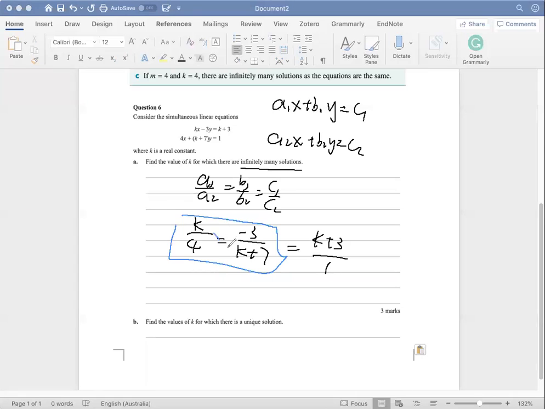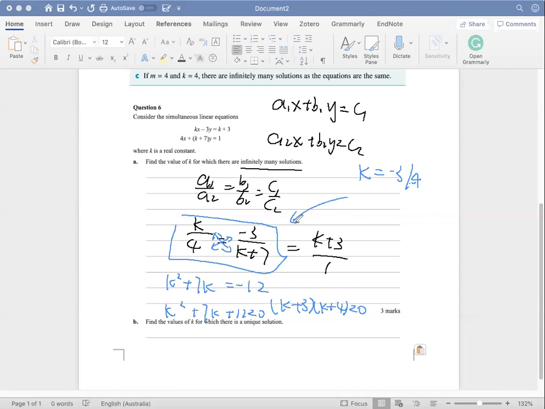So we use multiplication: k squared plus 7k equals -12, and k squared plus 7k plus 12 equals 0, and then factorizing, (k plus 3)(k plus 4) is 0. So currently my k has two values, -3 or -4. Okay, so now I need to check which one gives me the infinite many solutions and which one gives me the parallel one. Okay, so let's go back.